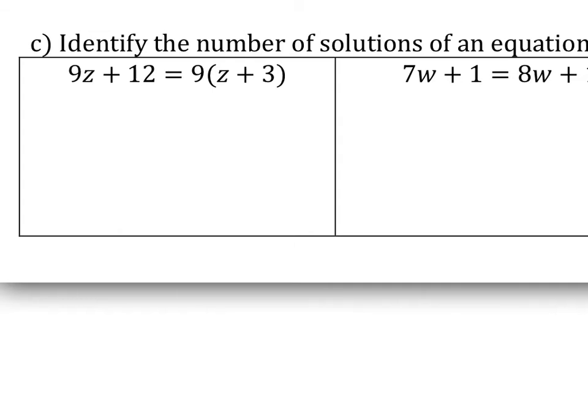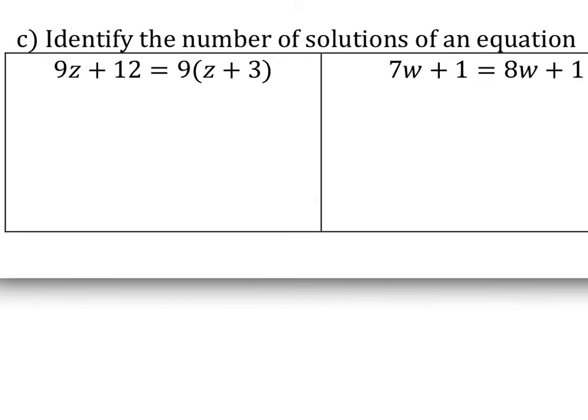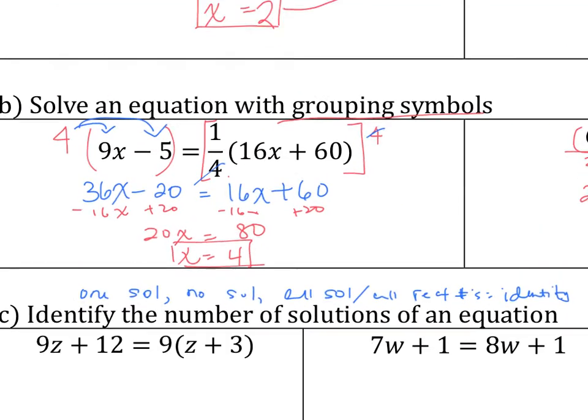Identify the number of solutions of an equation. For this part, I want to let you know that not all equations have only one solution. You can have one solution, no solution, or all solutions, meaning all real numbers, or in other words, we can call this an identity.